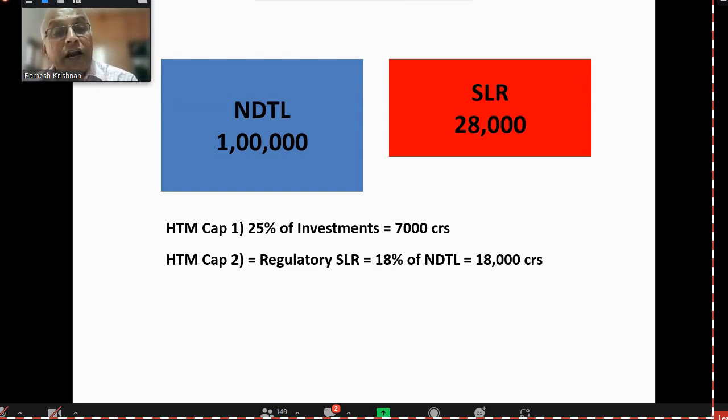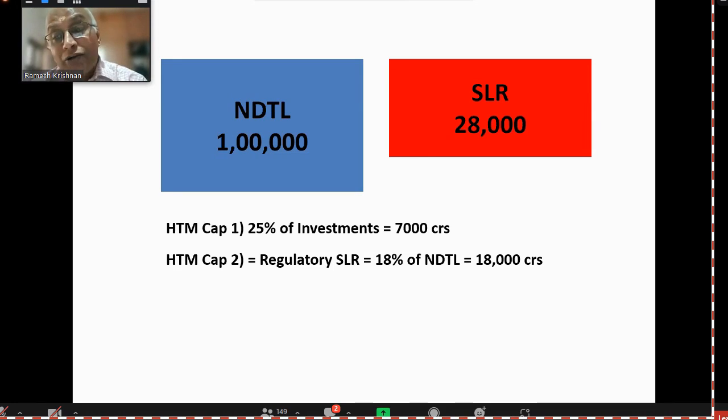Now Shankar Narayanan asked: Sir, if SLR is reduced from 18 to 16%, I have to sell my 2% HTM category? You need not sell so long as you don't have a liquidity problem. You can easily hold on to SLR. There is no maximum limit. RBI does not say.